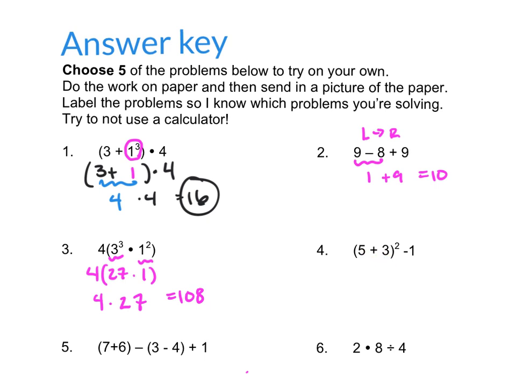Here we're going to do inside the parentheses first. So this would get me 8 squared minus 1. 8 squared is 16 minus 1 is 15.